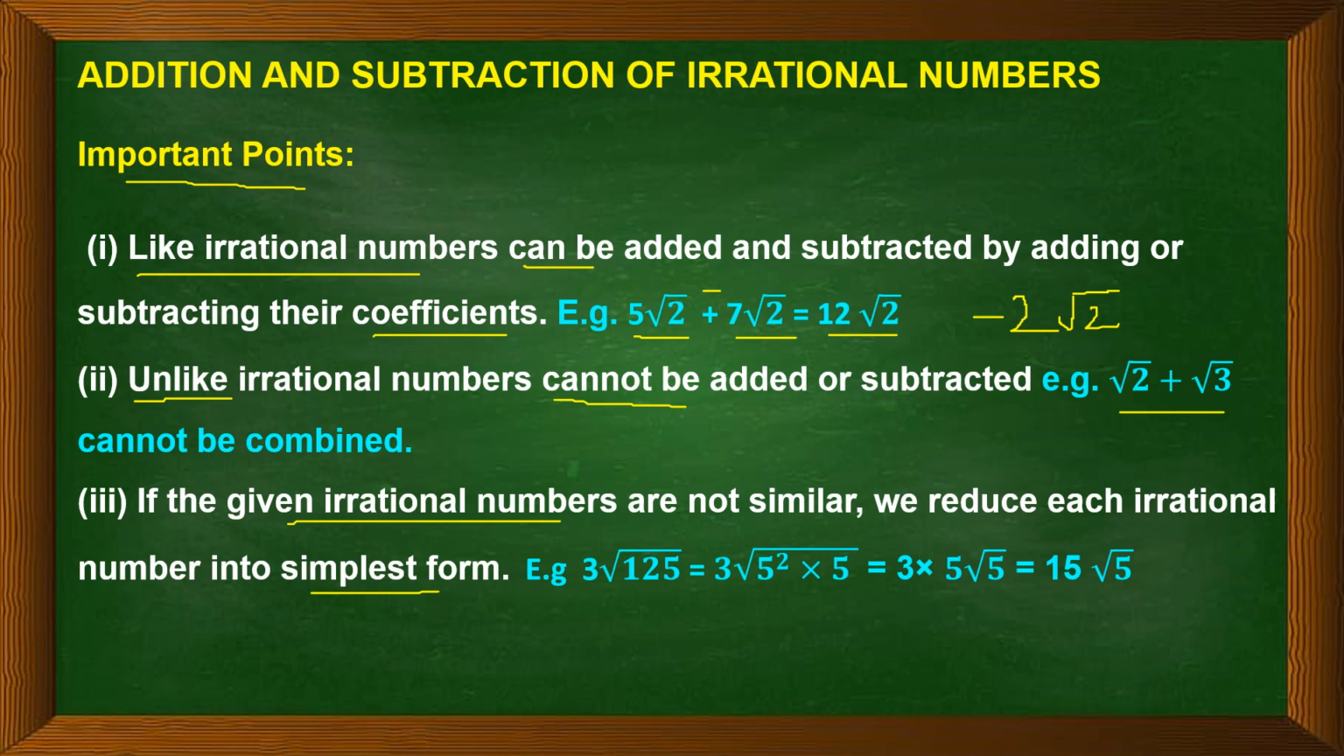For example, an irrational number is of such type like 3 root 125. Now 125, the factors are 5 into 5 into 5, which we can write as 5 square into 5. Now root of 5 square is 5, so 3 into 5 into root 5. 3 into 5 is 15, so 15 root 5. So this is how we got the simplest form of the irrational number.